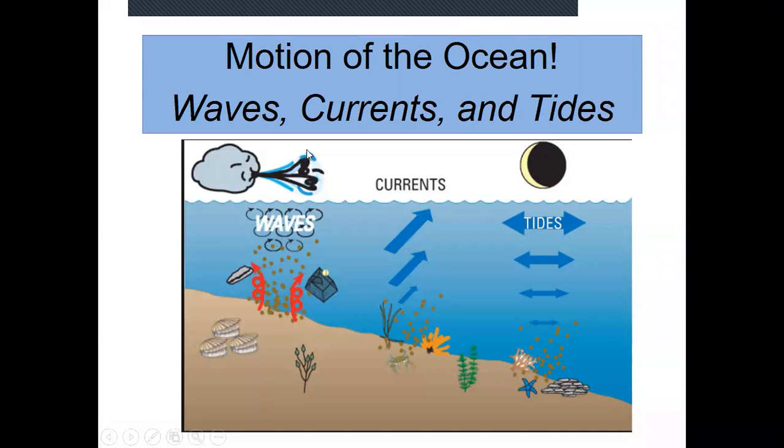No. Okay, so we'll continue yesterday's session. We were talking about the motion of the ocean. If you guys still remember, we have three types of motions: waves, currents, and tides. And we saw this picture yesterday, and I told you guys to think what causes every motion, remember?